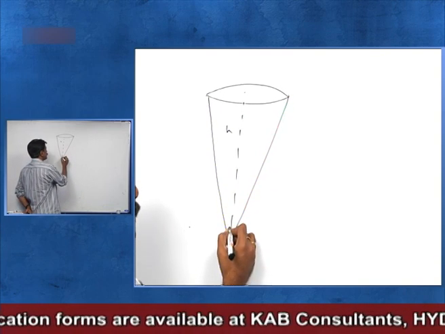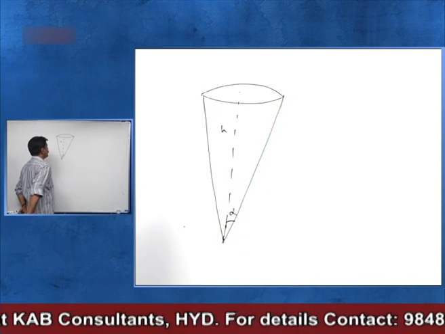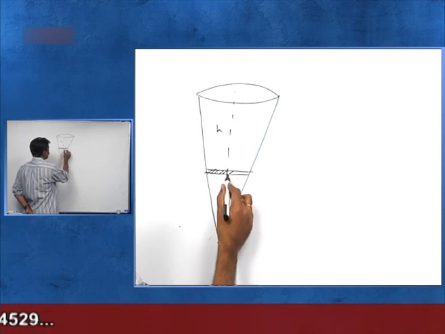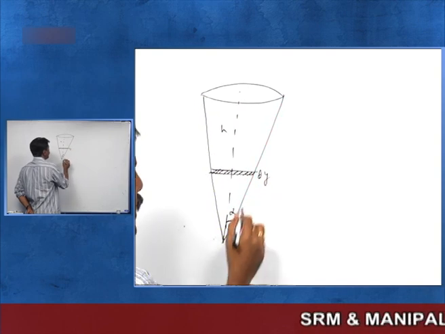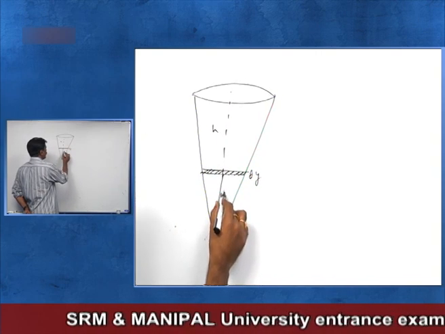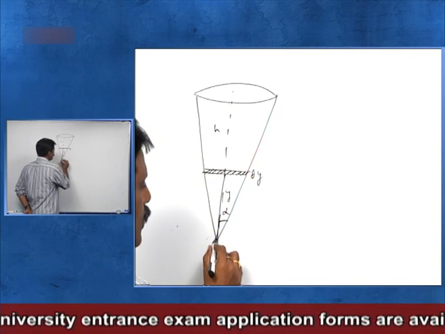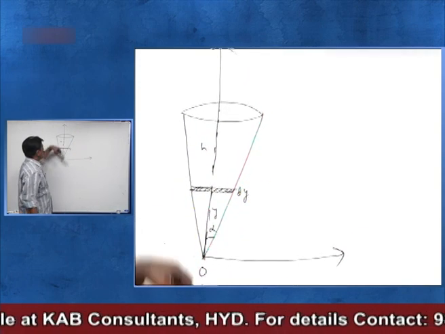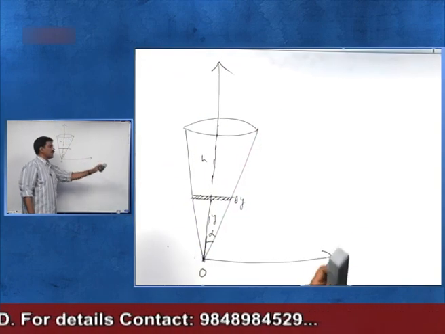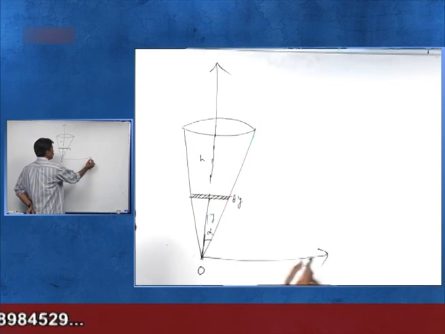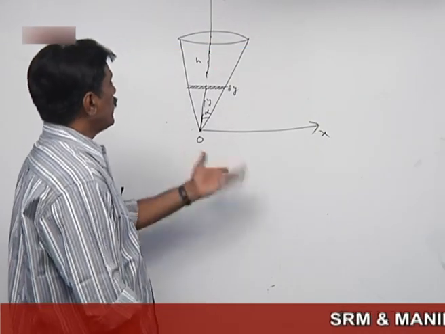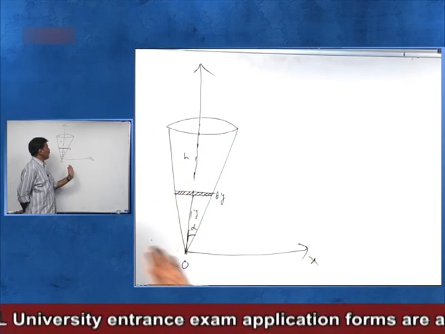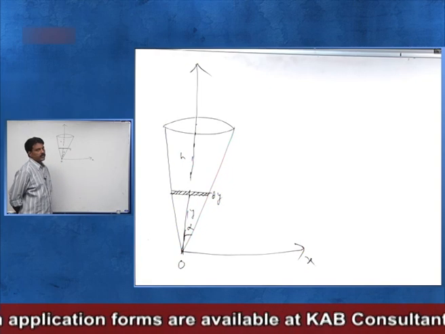For this, let the apex angle be alpha. Choose an element here of thickness dy, at a distance y from the origin. Here also you choose the axis like this. The axis of the cone coincides with the y axis and the x axis is this one. So, initially we are making the center of mass x coordinate 0, z coordinate 0. The only thing you have to find is the y coordinate here also.